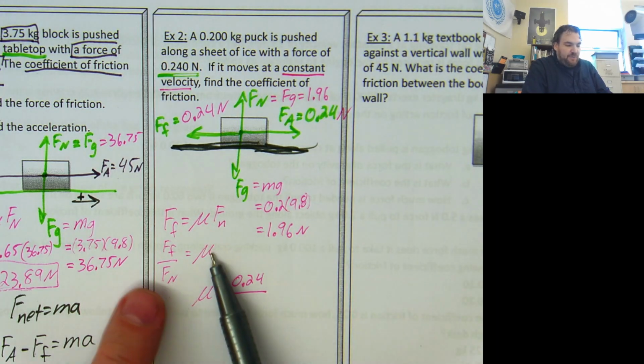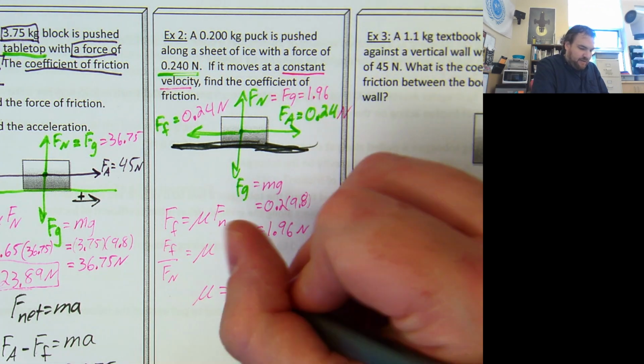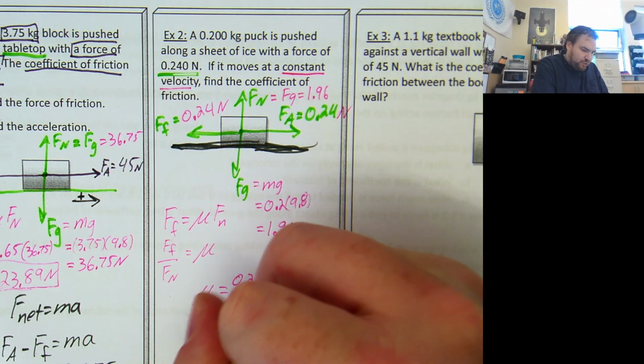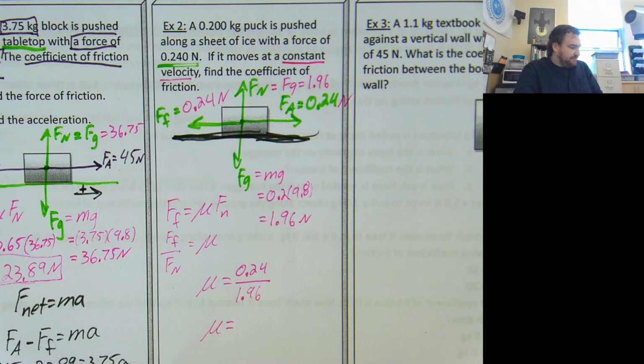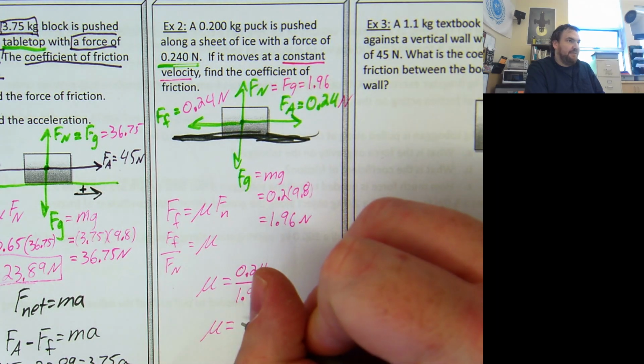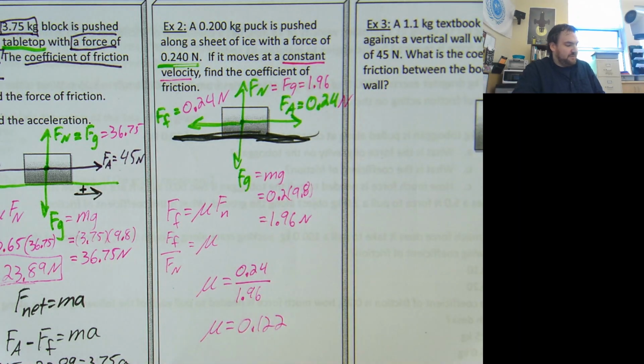So now I want to find mu, force of friction divided by Fn. I have my force of friction. I've now got my Fn. So what is the coefficient of friction for this puck moving across that ice? Ezra. Is it N there? What's the next digit? So 0.122, I'm cool with. Let's leave it that way. That is the coefficient of friction between these surfaces.